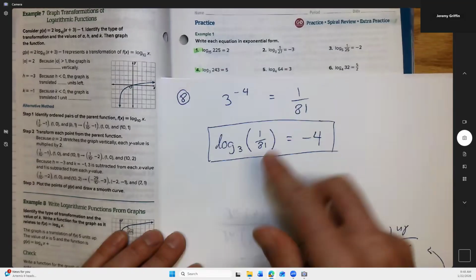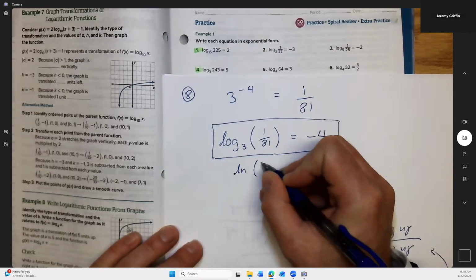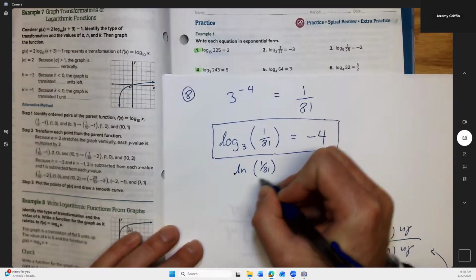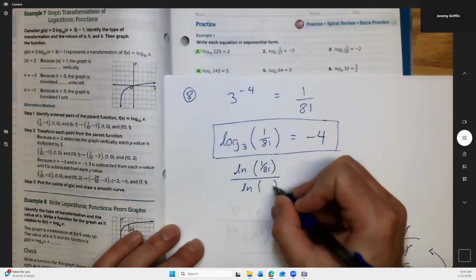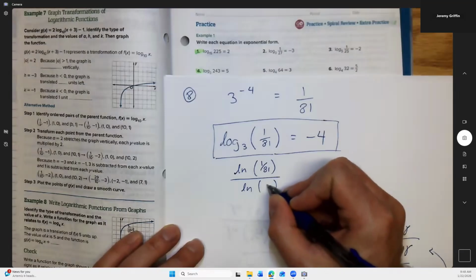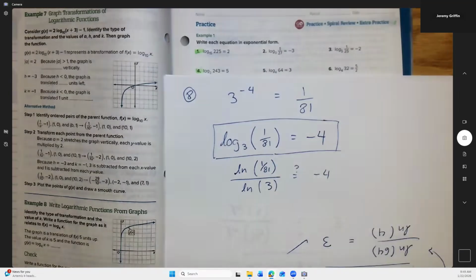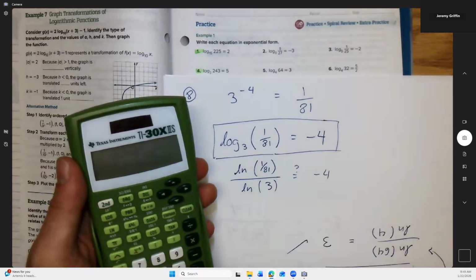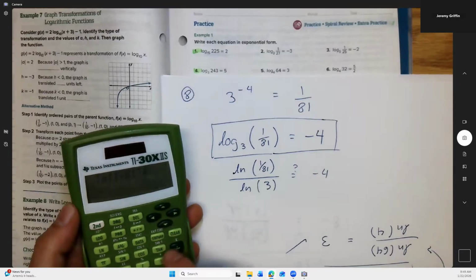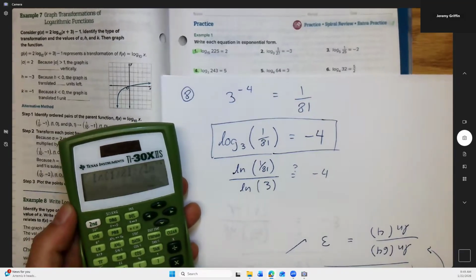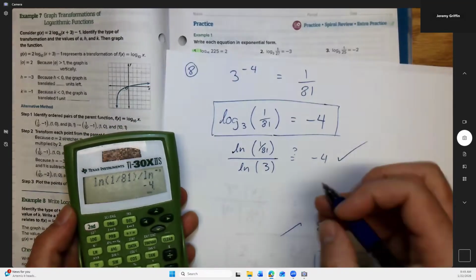But let's check that with the base conversion. What if I do natural log of 1 over 81, and then divide that by natural log of 3? Basically, if that equals negative 4, this is all on track. So natural log of 1 over 81 divided by natural log of 3. Yep, that's negative 4. Checks out.